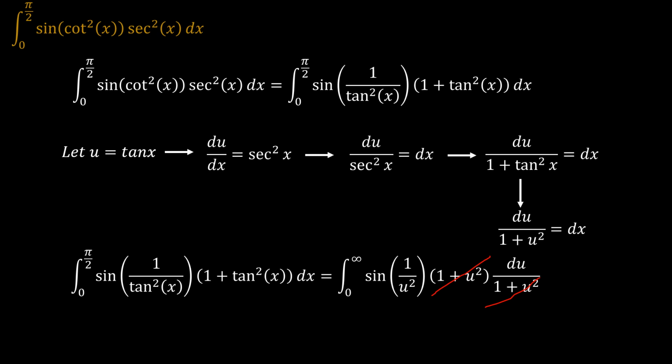One thing to note is that when x is 0, tangent of 0 is 0. So in other words, u is 0. As you can see here, when x is pi over 2, tangent of pi over 2 means that u tends to infinity, as we see here. So essentially we are left with an integral from u equals 0 to u tending to infinity of sine of 1 over u squared.